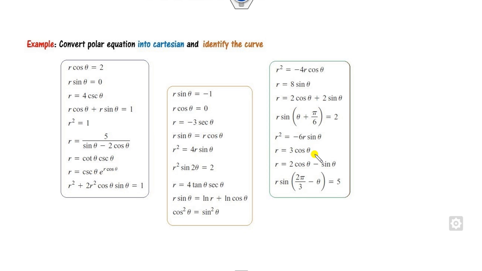So you can convert all these polar equations into Cartesian coordinates and identify the curve. That's very simple. For example, here you can see this is the cosecant, so I can write it as 4 sine. I can multiply them. r sine theta is nothing but y, so this equation is y is equal to 4. This equation is x, so x is equal to 0.